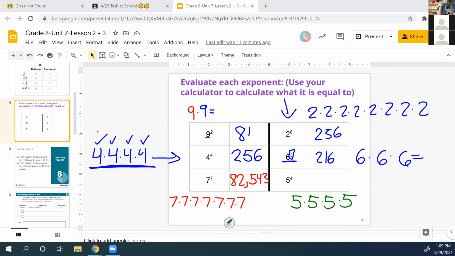Oh, you're right. I did miss a 3. I'm sorry. You're right. Ms. Jermaine had dyslexia for a moment. Good catch there, Jaden. Very good.